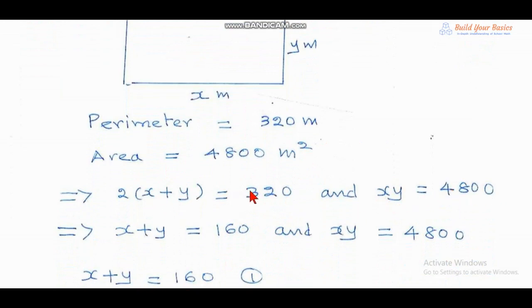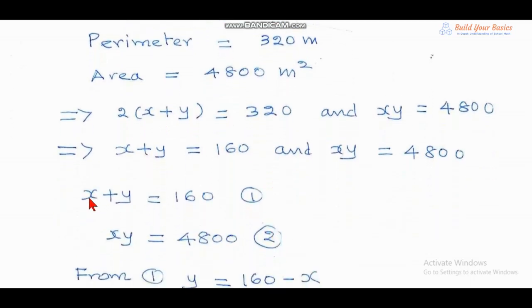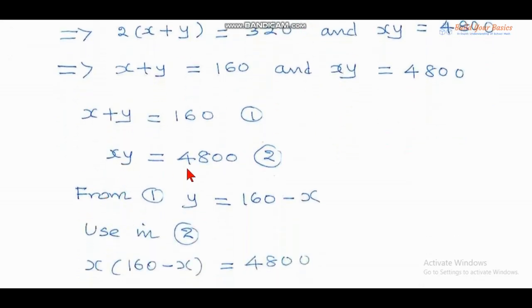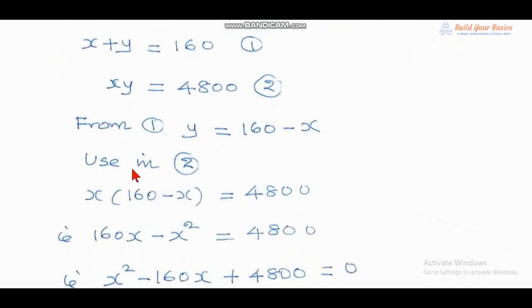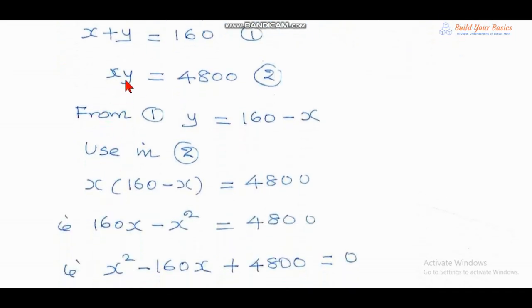That is x plus y equal to 320 divided by 2, that is 160. We have two equations, x plus y equal to 160 and xy equal to 4800. Let us eliminate one of the variables. We can eliminate y or x. I have eliminated y. From the first equation, y equal to 160 minus x. Use it in the second equation. That is x into, instead of y, 160 minus x equal to 4800.